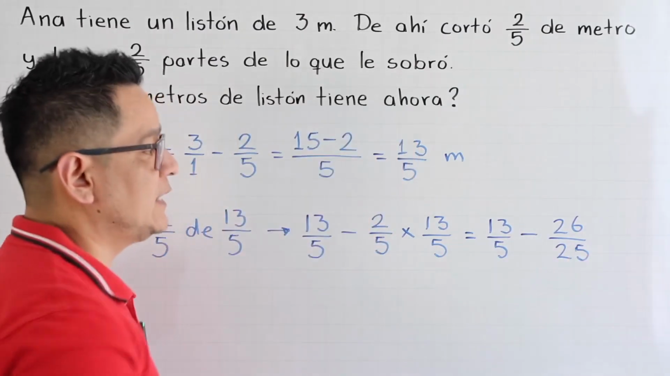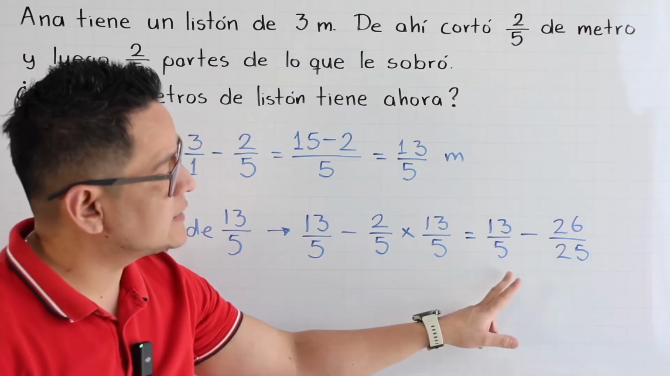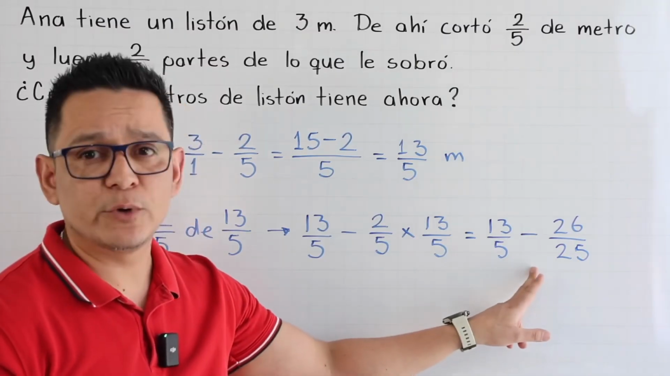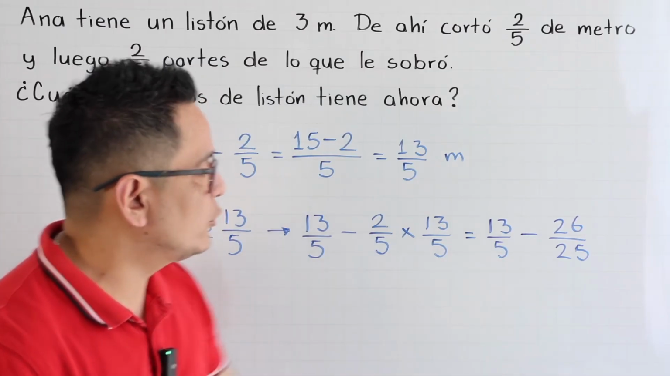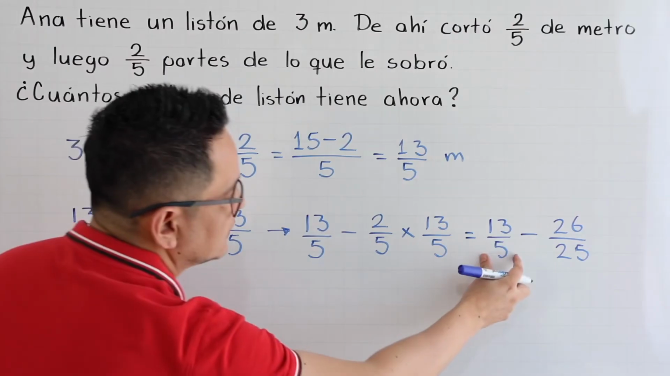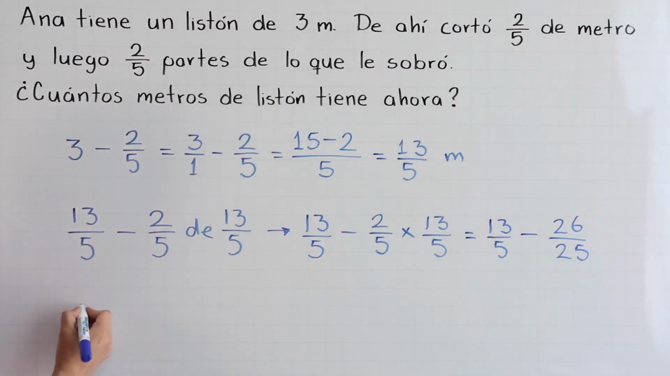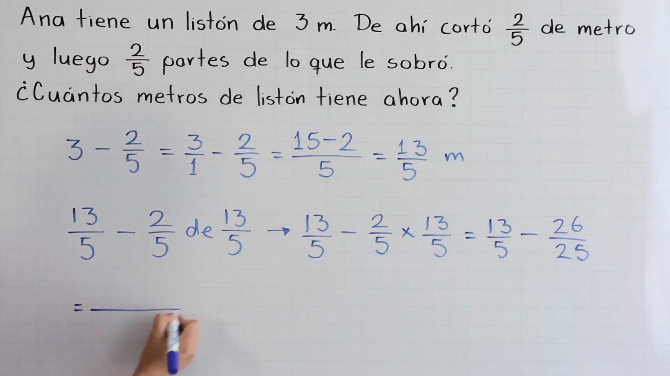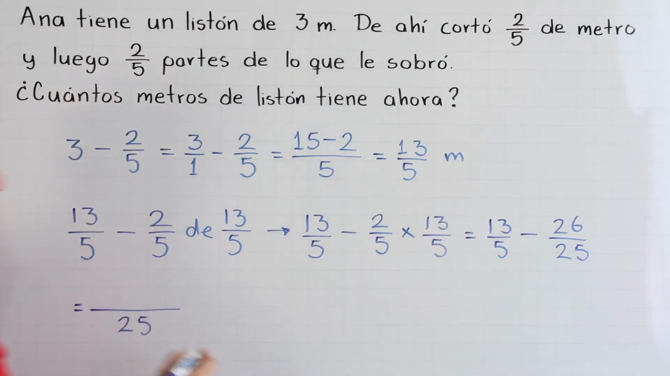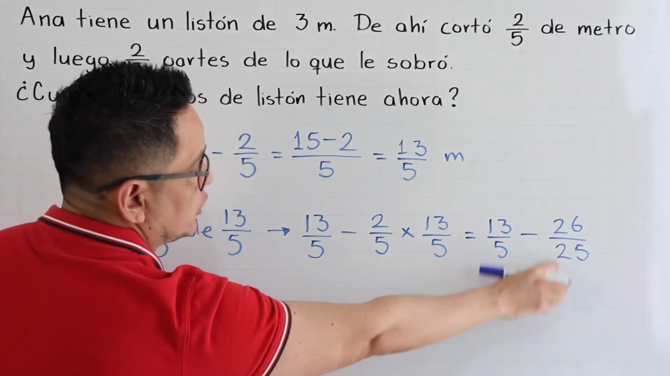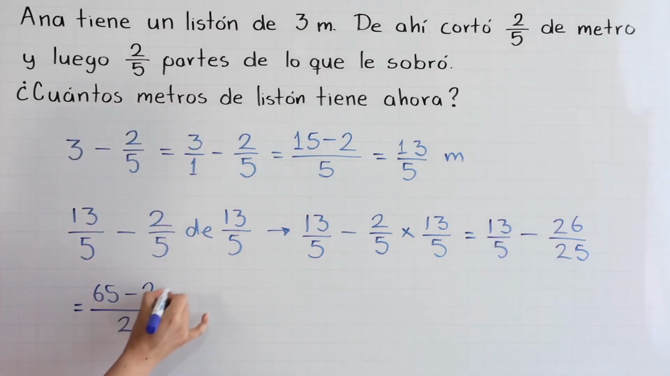All right, finally, let's do this subtraction. I think it's easier in this case to do it using the least common multiple method, right? So, let's go. We write the least common multiple of the denominators. The least common multiple between 5 and 25, well, it's 25. So I put 25 in the denominator. 25 divided by 5 is 5, and 5 times 13 is 65, right? We put it next. Then it's minus 25 divided by 25 is 1, and 1 times 26 is 26.